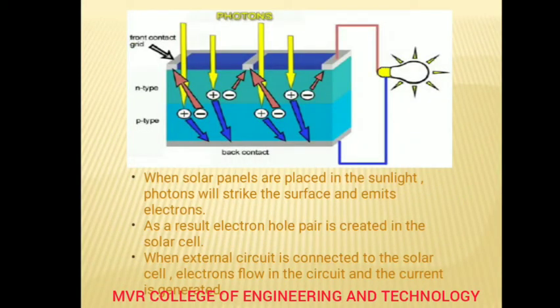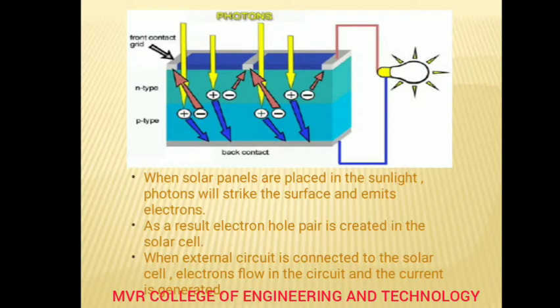Next, you can see here the image of the photon layer, p-type layer and n-type layer, and there is a front contact grid and back contact, and these n-type and p-type layers form a junction. Whenever solar panels are placed in the sunlight, the photons will strike the surface and emit electrons. As a result, an electron-hole pair is created in the solar cell. When an external circuit is connected to the solar cell, electrons flow in the circuit and current is generated. So from the external circuit you can flow your current to different sources. Like this you can use your solar cell.